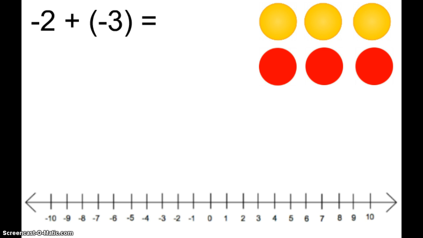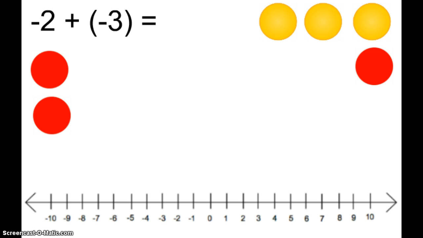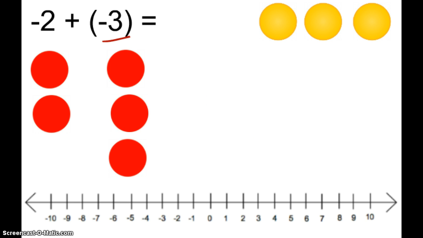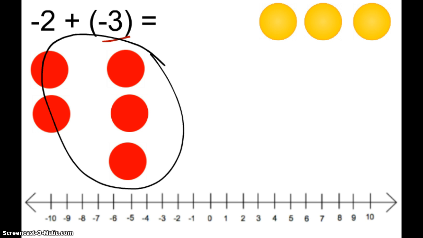So now let's look at negative 2 plus negative 3. I'm going to start by putting 2 negatives here. And then what else do I have? I have 3 more negatives. So what do I have altogether? I have 5 negatives, so my answer is negative 5. When you write your answers, I want you to box it so that I can tell the difference between the negative and the equal sign.